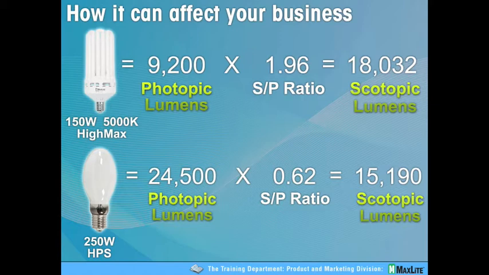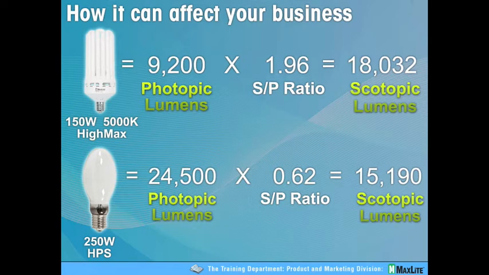A 250 watt high pressure sodium, which by the way I think most of you know consumes approximately 275 to 280 watts, whereas the 150 HiMax is 150 watts maximum. 2400, almost 2500 photopic lumens times an SP ratio of 0.62 brings the visual or scotopic lumens down to just over 15,000 lumens.